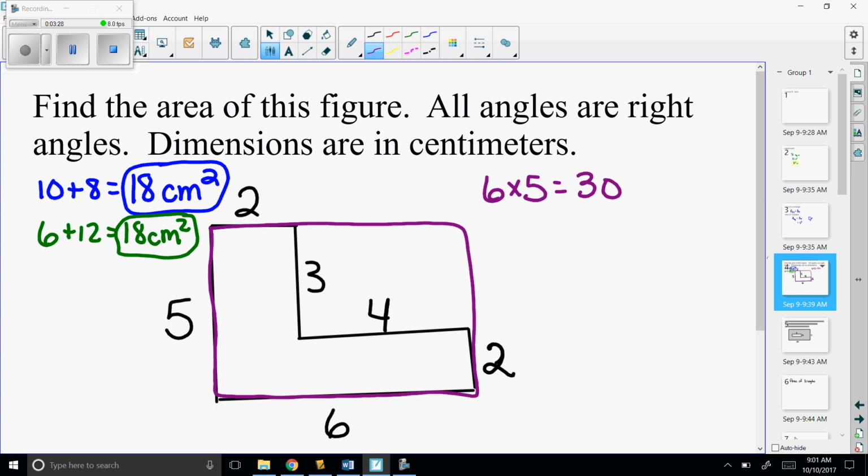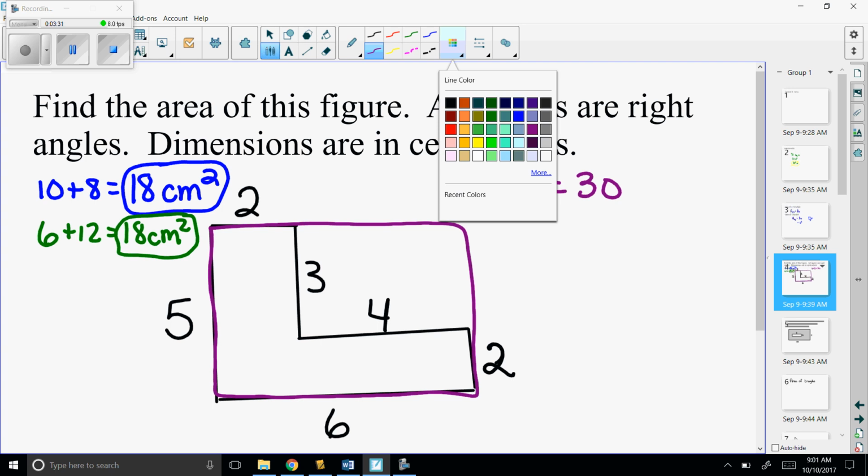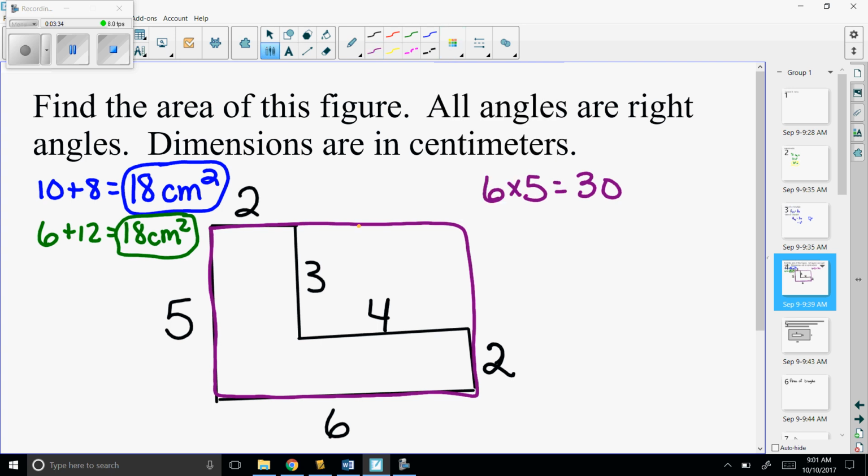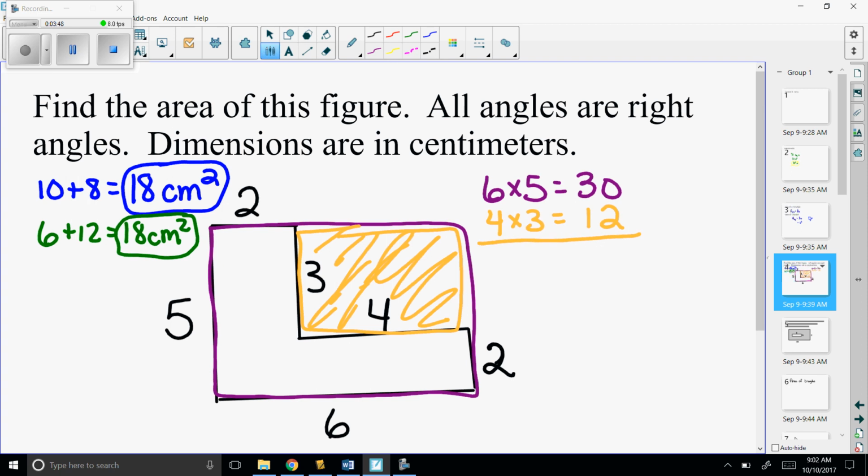But what I want to do is get rid of this color. I want to get rid of this rectangle and chop it off, right? So the dimensions of that rectangle are 4 by 3. So I'm going to take 4 times 3, which gives you an area of 12, and I want to get rid of it. So what happens when you subtract those? You get 18 square centimeters again. So there's 3 different ways you could view that figure and break it down into smaller parts, or look at it as a large rectangle and subtract a little piece from it.